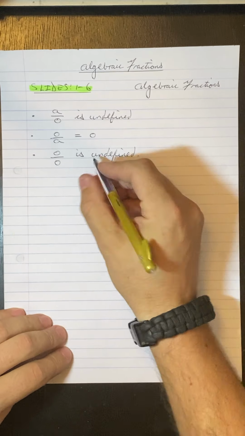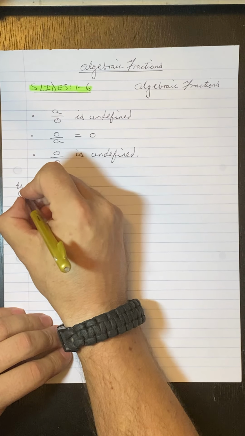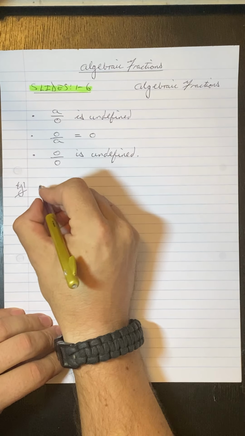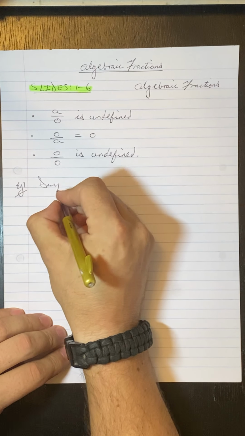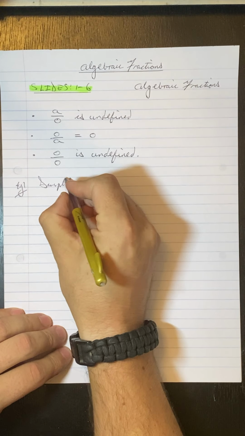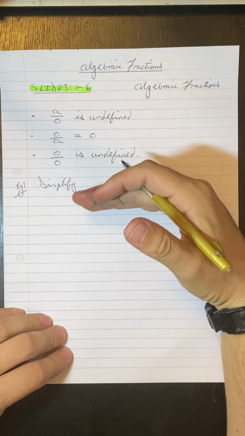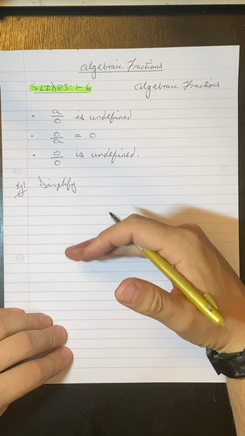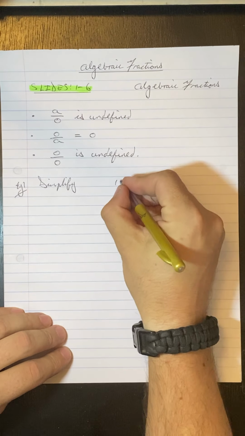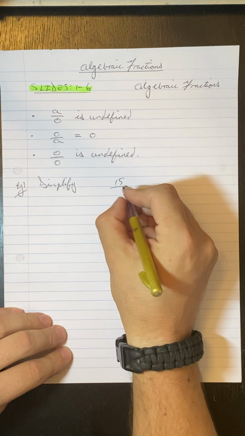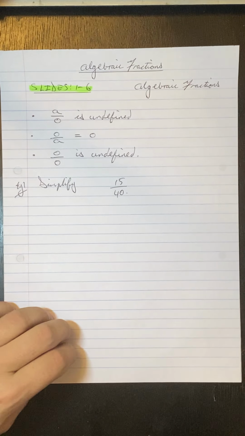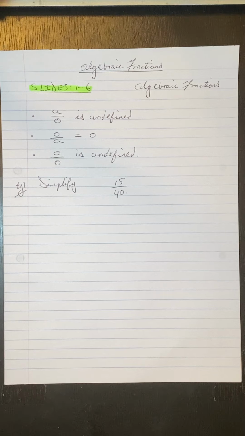Okay, so if we look at example 1, the question is simplify. Now, simplify just means get it into its smallest form or its simplest form. So our first thing is 15 over 40, okay? And we need to simplify it.